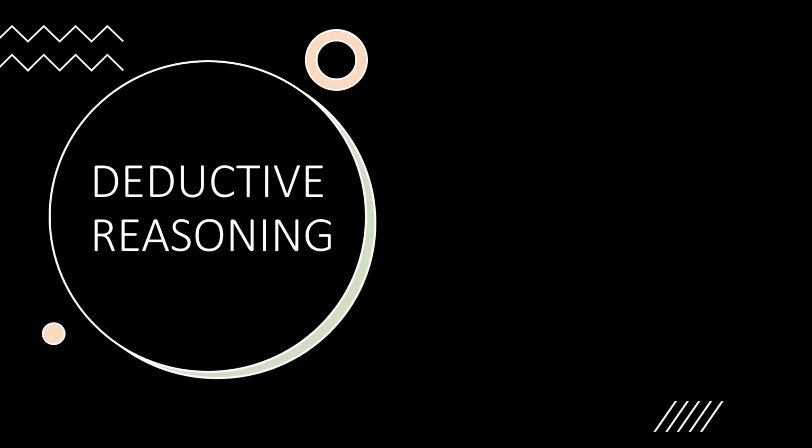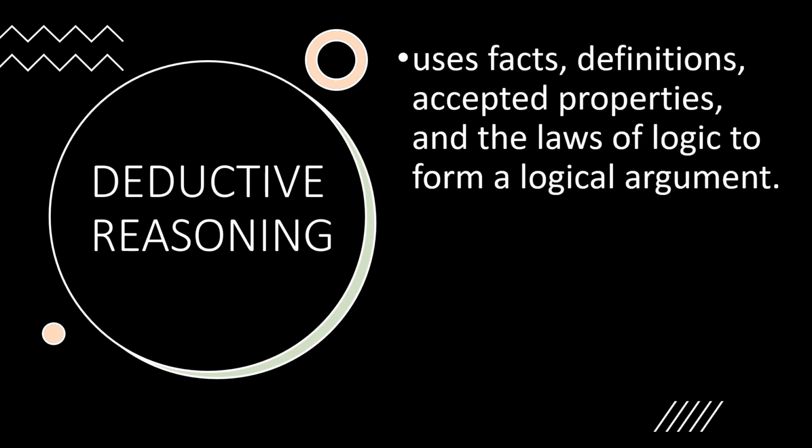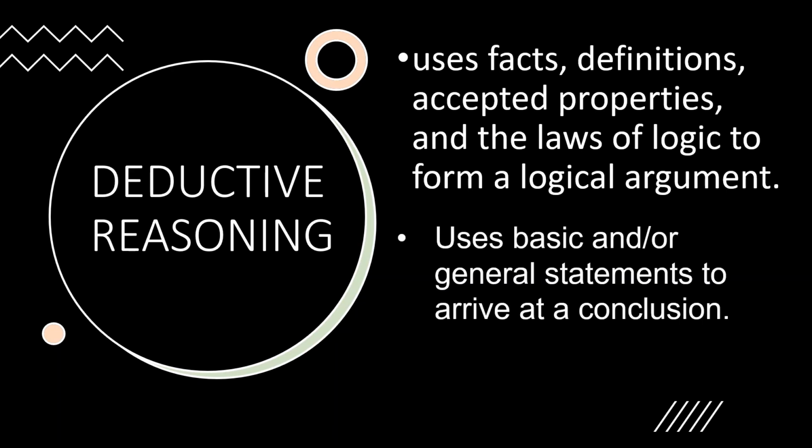So, what is its difference in the deductive reasoning? So, let us study deductive reasoning. Deductive reasoning uses facts, definitions, accepted properties, and the laws of logic to form logical arguments. Deductive reasoning also uses basic and/or general statement to arrive at a conclusion, meaning that deductive reasoning ay galing muna sa definition, sa mga ideas natin, facts, bago tayo mag-arrive at the conclusion.